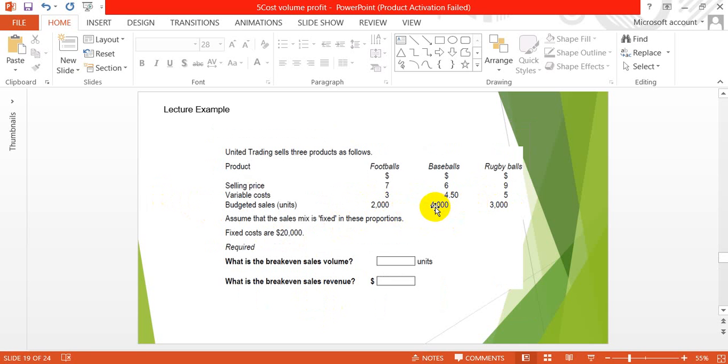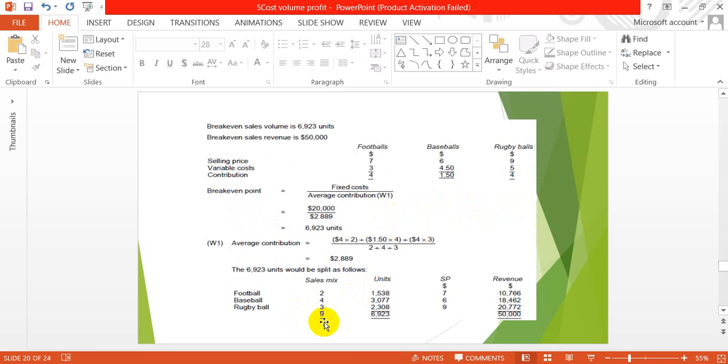4 plus 2 plus 4 will give us 6, plus 3 will give us 9. That's the 9 that we have here. So do 2 divided by 9 times 6,923, which gives us 1,538. 4 divided by 9 times 6,923 gives us 3,077. 3 divided by 9 times 6,923 gives us 2,308.